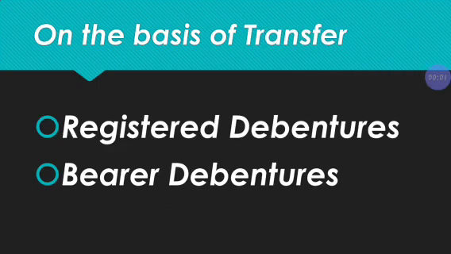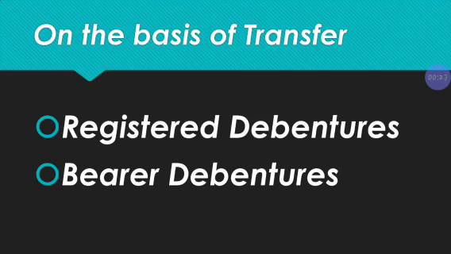Next is on the basis of transfer. The very first is the registered debenture. These are debentures on which the names of the holders are recorded in the register of debenture holders, in which the name, address and particulars of holdings of the debenture holders are entered. Here the transfer of the debentures requires the execution of a regular transfer deed.